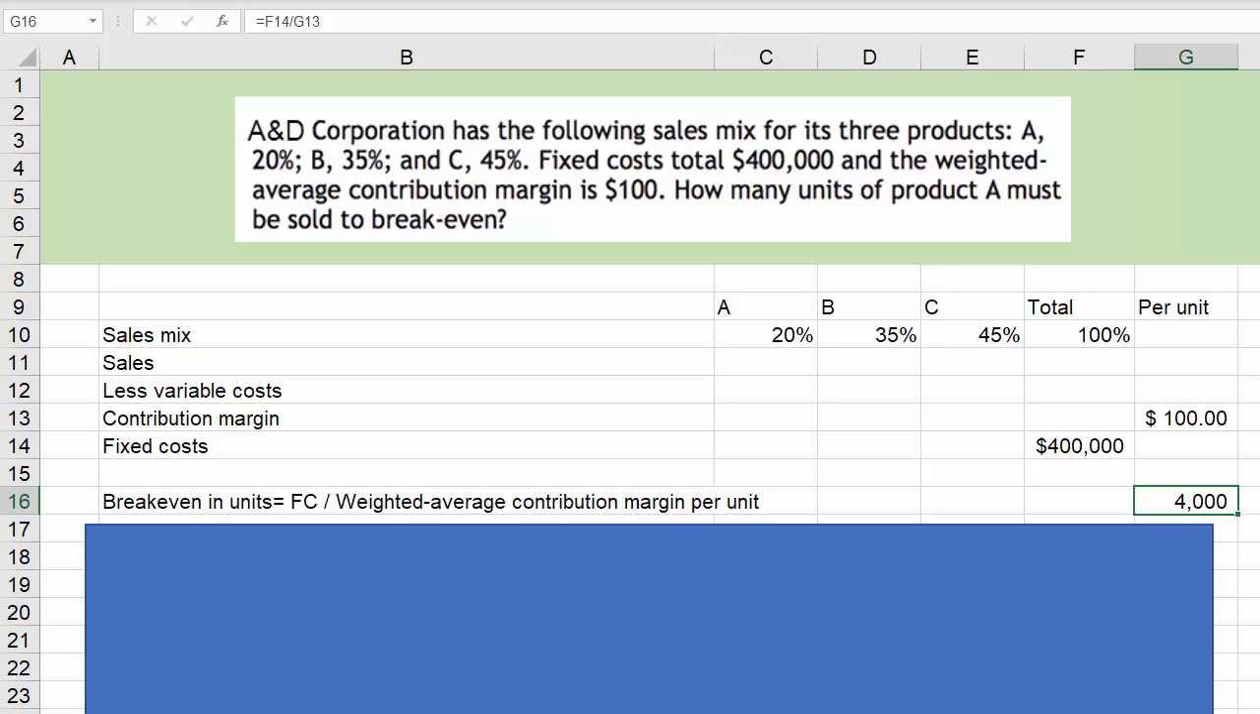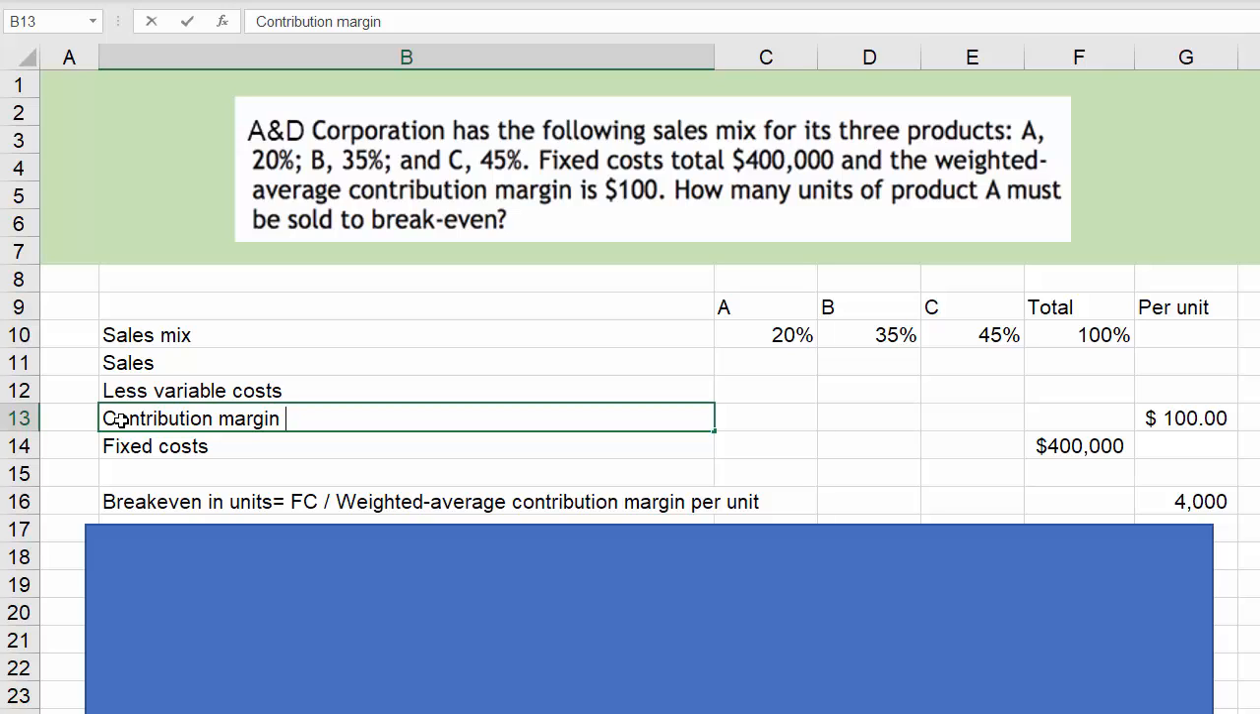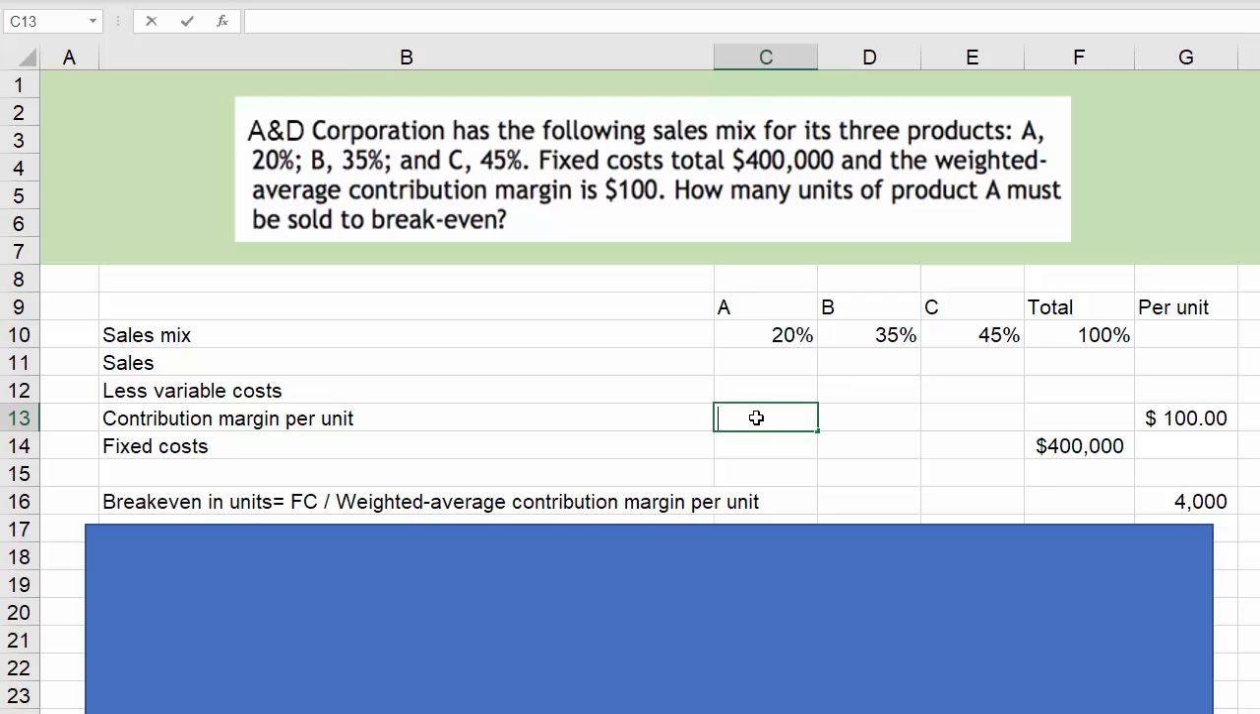That would not be the correct answer because they want to know how many units of A must be sold to break even. So to come up with that, I'm going to go over here under contribution margin. Actually, since we don't have contribution margin, we should relabel this contribution margin per unit. And I'm going to say, well, we know that it's total 4,000 units, and we have to multiply that times the sales mix related to A, and that comes out to 800. Now that shouldn't be in dollars, that should be in units. And I'm going to bold that because that's the answer to this one, and that's how you'd solve this.